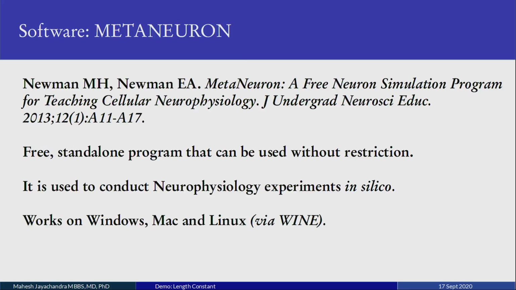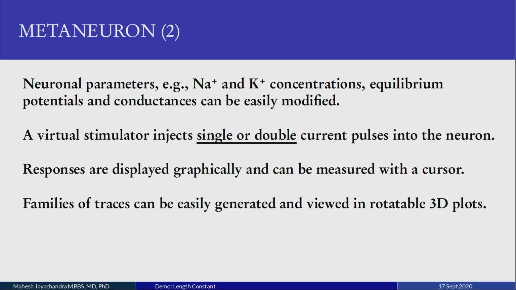Again, we are using MetaNeuron, made by Professors Newman and Newman from the University of Minnesota. It's a free standalone program that can be used without restriction, and it works on Windows, Mac and Linux. If you're using Linux, you have to use Wine to get it going. It's used to conduct neurophysiology experiments in silico. As mentioned earlier, neuronal parameters, sodium and potassium concentrations, equilibrium potentials and conductances can be easily modified.